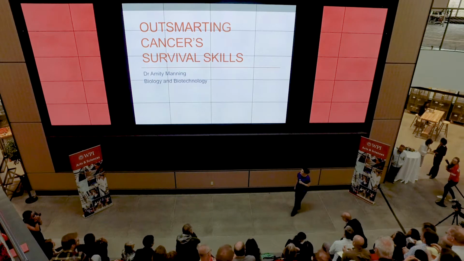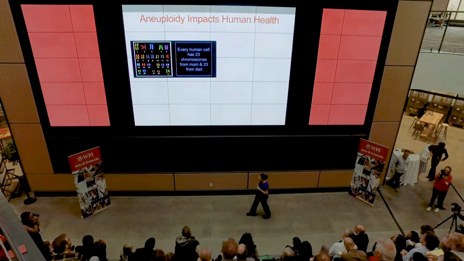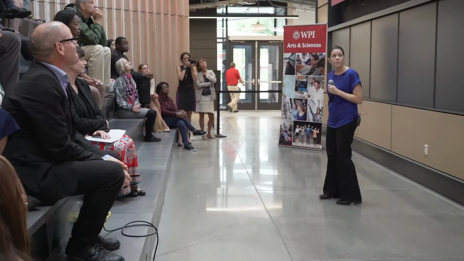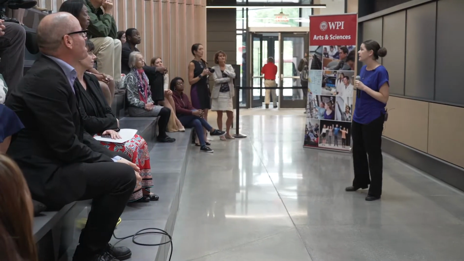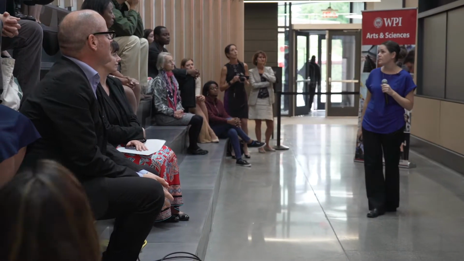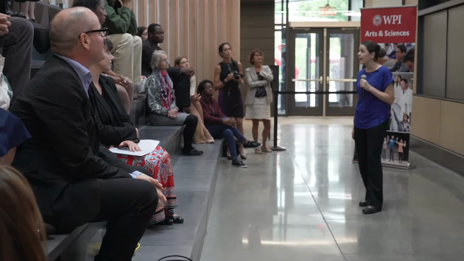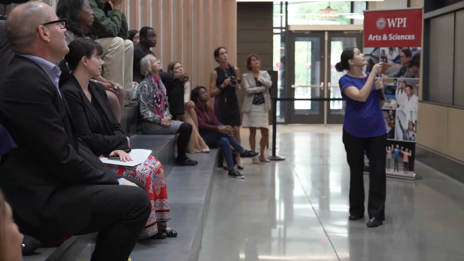So the focus of my research here at WPI is in understanding the causes and consequences of aneuploidy in human cancer. Many of you in the audience are probably familiar with the idea that each of the cells within your body contains 46 chromosomes. This is 23 chromosomes from your mom and 23 chromosomes from your dad. And that would look something like this.